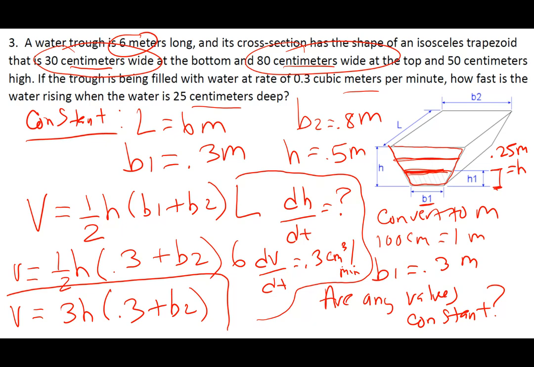When I go to set up my problem here, not only is the length of this trough constant, but the value of base 1 is constant as well, because that's not changing along the bottom. So I plugged those values in immediately. I also made sure that I converted everybody to the same units, so meters for everybody. Once I plugged in the values that I knew, I realized that unfortunately I had 2 variables, both height and base 2. That was too many variables for me to solve for.